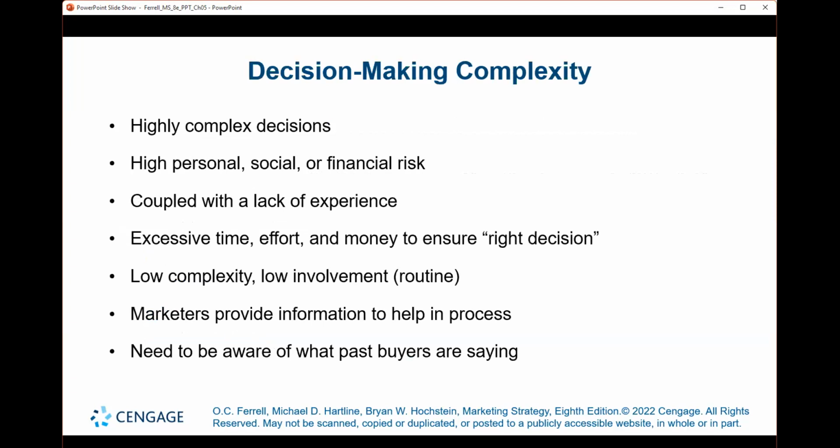I went through all of these just to go through them again. Decision-making processes that require high complex decisions that have social or financial risk, coupled with your own lack of experience. If it's a low complexity, low involvement kind of thing, a routine purchase, we use peripheral cues to make our choices. So as I said, color and shapes become important to us when it comes to making those choices. And we need to be able to understand what the past buyers are saying, because ultimately that helps us shape how we're able to buy later.